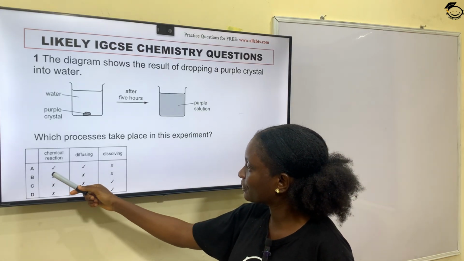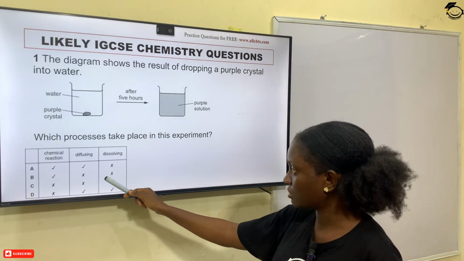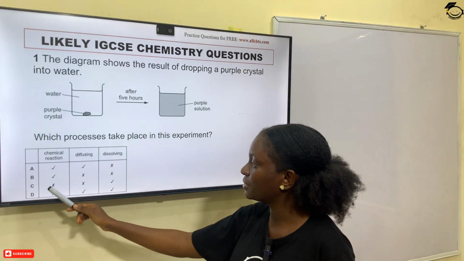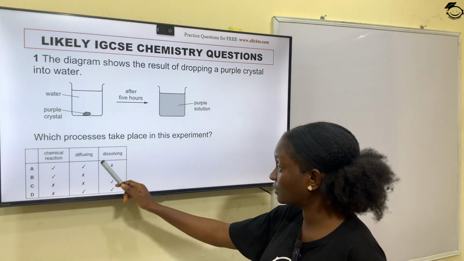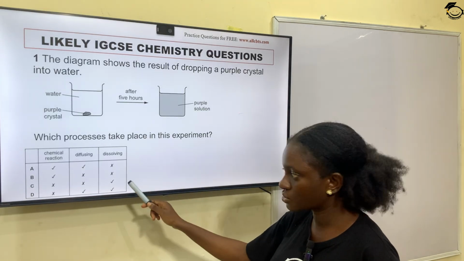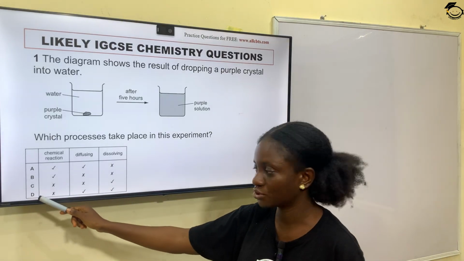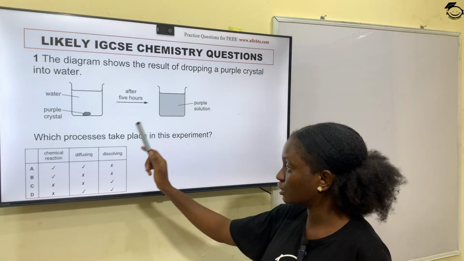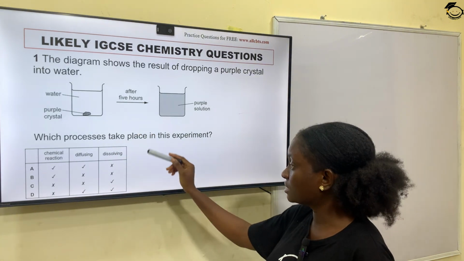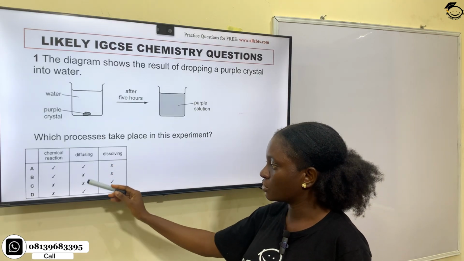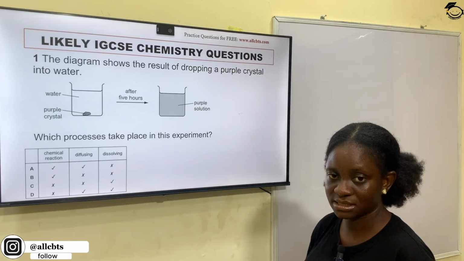So option A, chemical reaction, diffusing and not dissolving. This is not correct. B, chemical reaction, diffusing, not diffusing and not dissolving. It's also not correct. So the only option that is correct here is option D. There is no chemical reaction. The purple crystal dissolved, that's dissolving, and also diffusing. So that makes option D the correct answer.